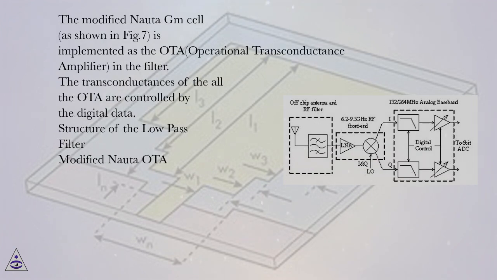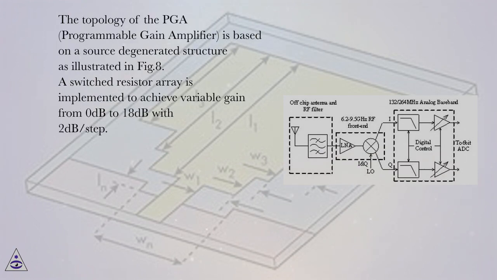The modified Nauta GM cell, as shown in Fig.7, is implemented as the OTA (operational transconductance amplifier) in the filter. The transconductances of all the OTAs are controlled by digital data. Structure of the low-pass filter. Modified Nauta OTA. The topology of the PGA, programmable gain amplifier, is based on a source-degenerated structure as illustrated in Fig.8. A switched resistor array is implemented to achieve variable gain from 0 dB to 18 dB with 2 dB/step.